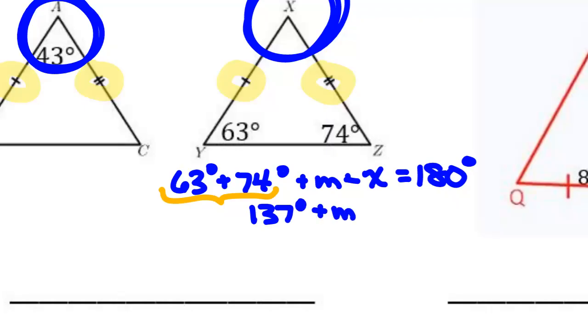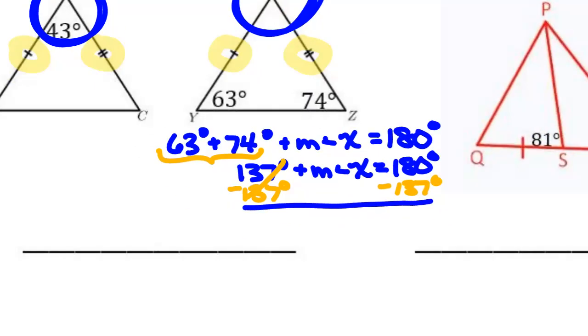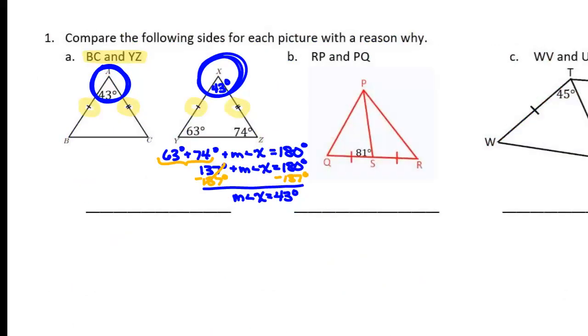137 plus the measure of angle X equals 180. Then I'm going to subtract 137 from both sides. What is the size of angle X? 43 degrees. So I'm going to add that to my picture. This is 43 degrees. What do you notice about angles A and X? They're the same. They're congruent.